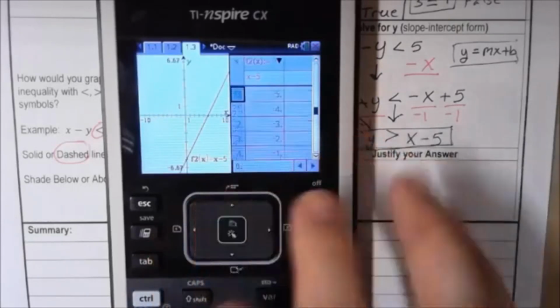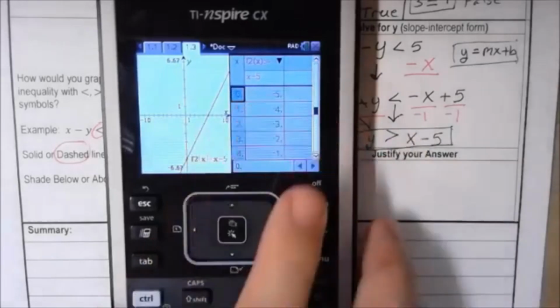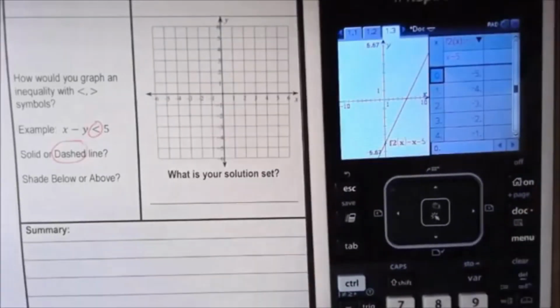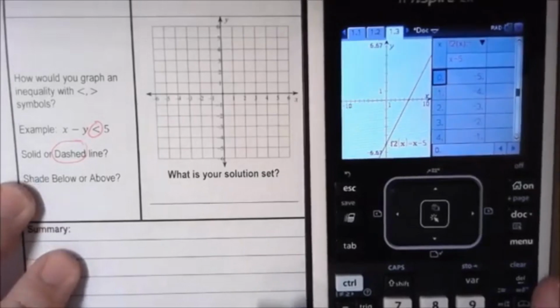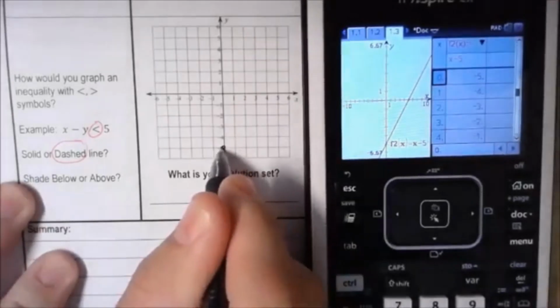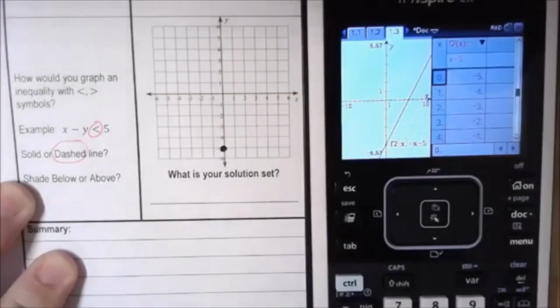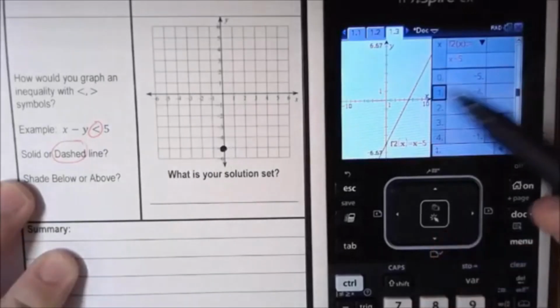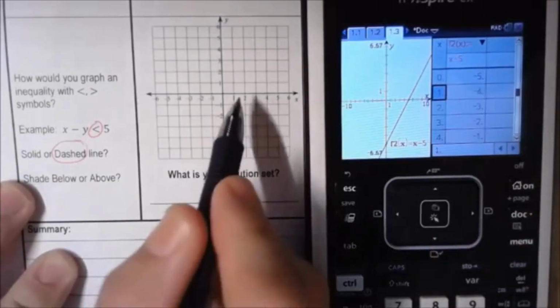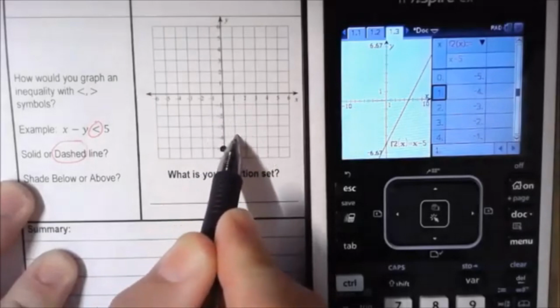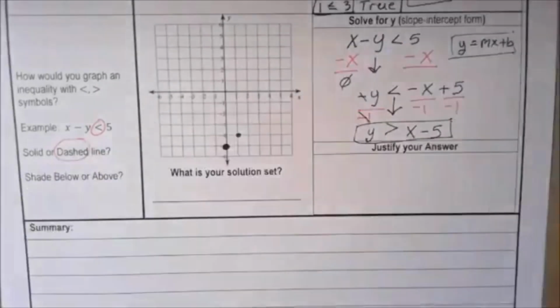Here's my points. Now notice I do have a y-intercept of 0, negative 5. I always like to graph by starting with my y-intercept. So I'm going to put a point at negative 5. And then I'm going to go down to 1 and negative 4. So over 1 and down to negative 4. Alright, so now we can go ahead and draw our line. So we're going to do that.